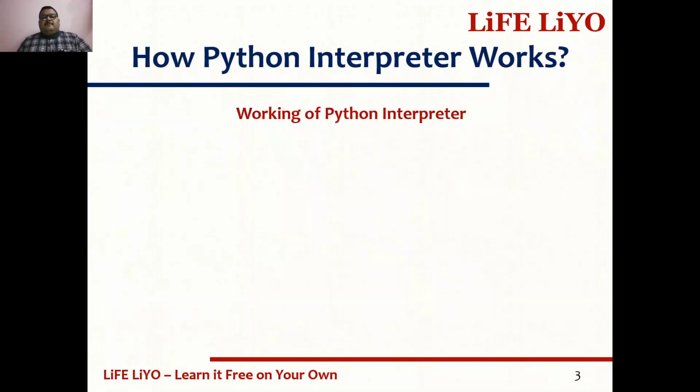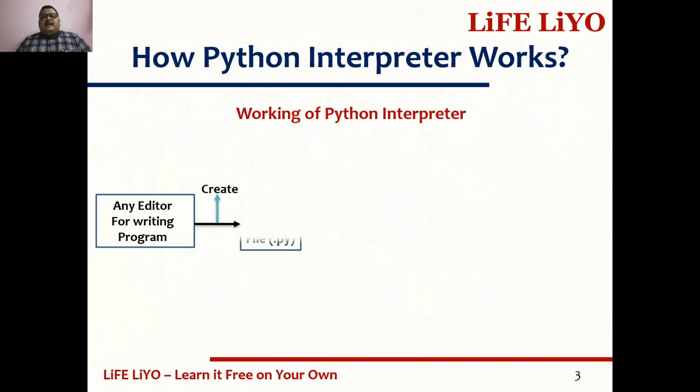First of all, before going to know about the working of Python interpreter, whenever we are writing any code, be it C language or C++ or Python or Java, anything, we must need an editor. With the help of the editor, we will write a program and save it. So what is the extension for saving a Python program? After writing the program, we have to save the file with the extension .py.